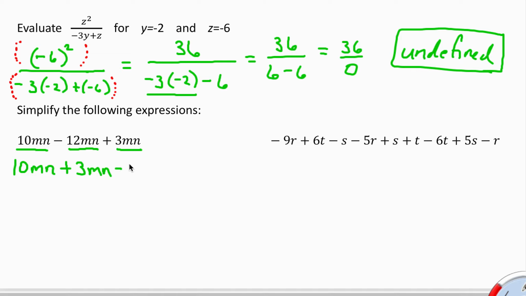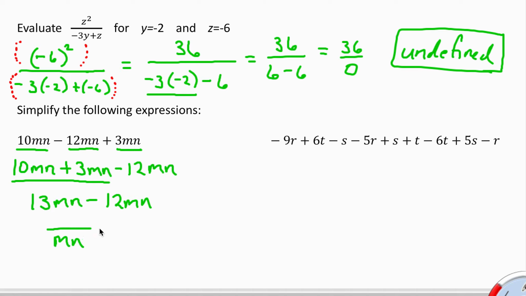But if I put all my positive ones first, it might make my math easier, because 10 of these MN things plus 3 more, that means altogether I'd have 13 MNs, whatever an MN is. And then if I want to take 12 of those same things away, I'd wind up with just 1 MN. And if we have a 1, we usually don't put that, right? That means if there's not a number written right in front of your letter, it means it's a 1.